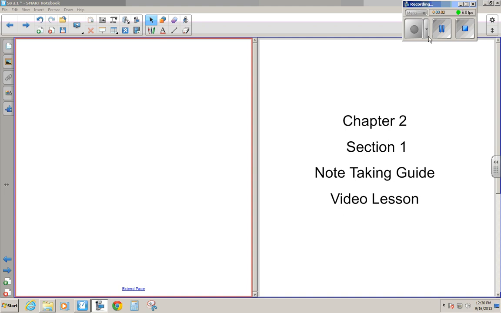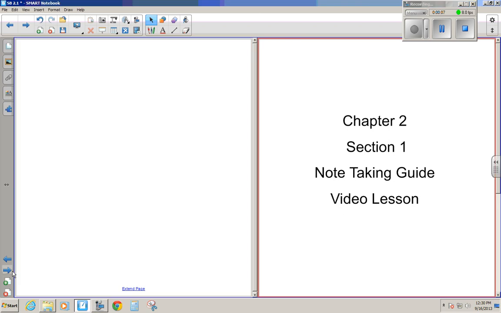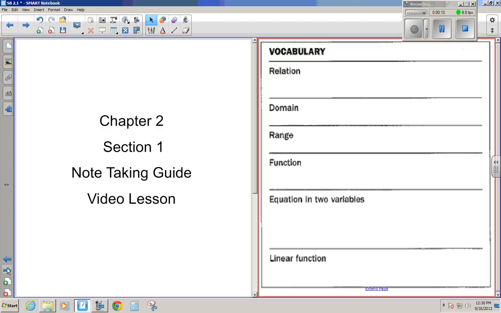Welcome. This is Chapter 2, Section 1, Represent Relations and Functions. Start off, as usual, with vocabulary.